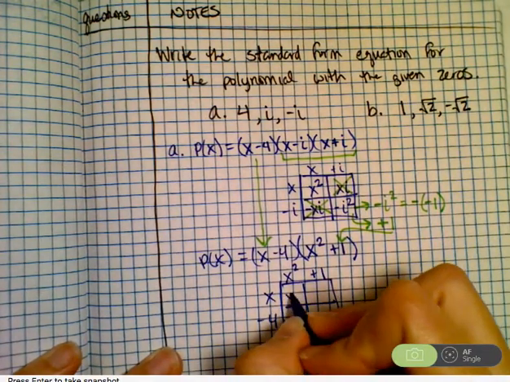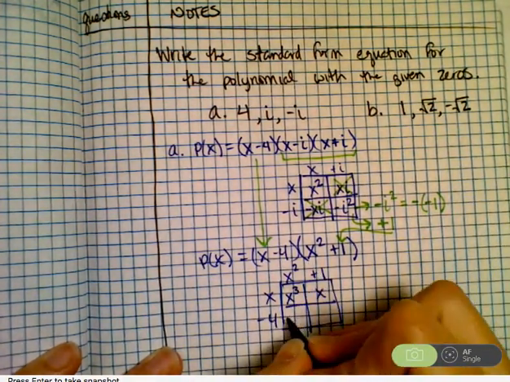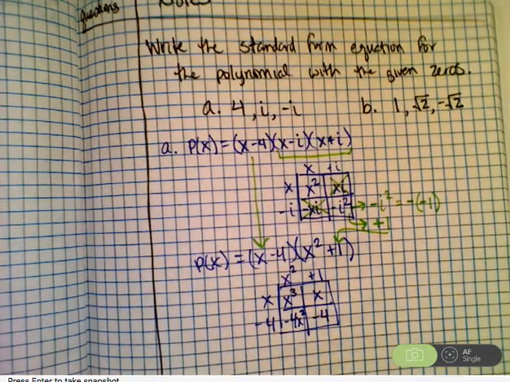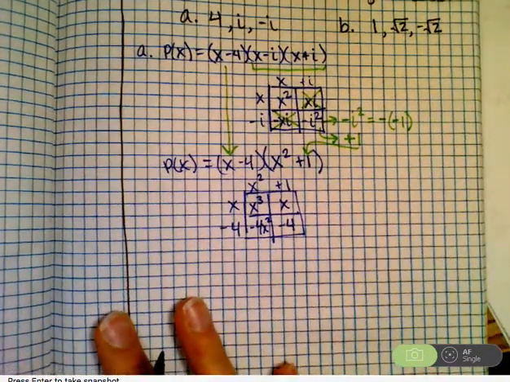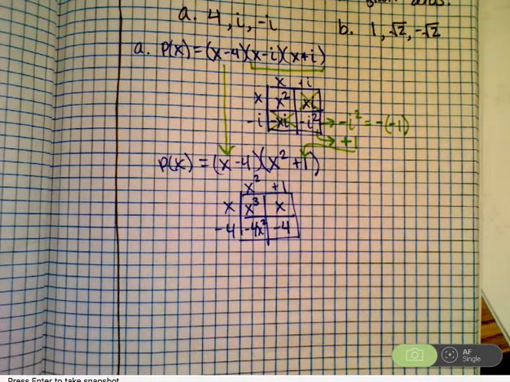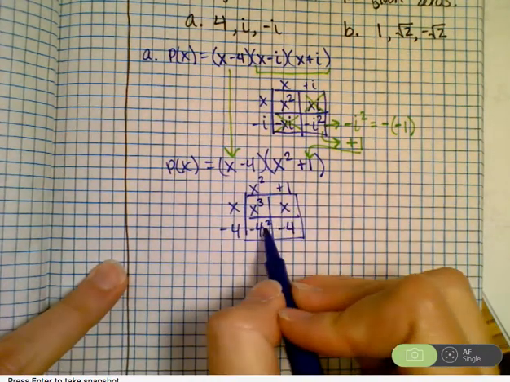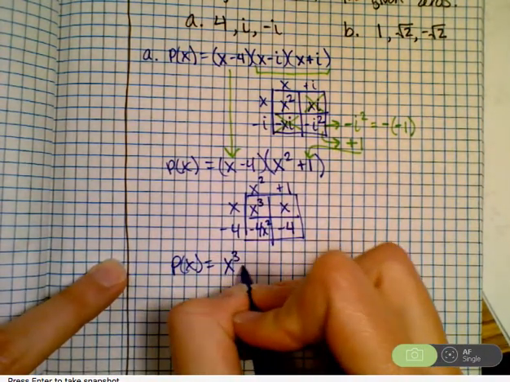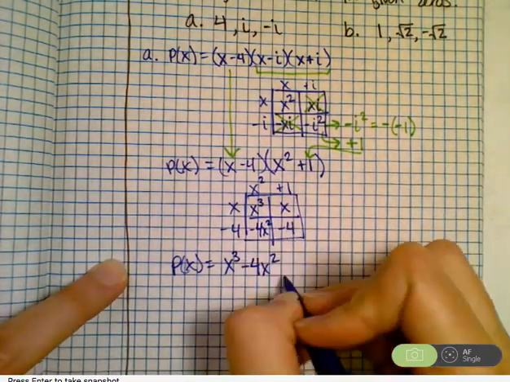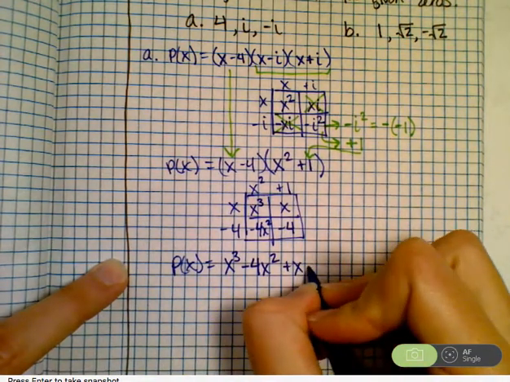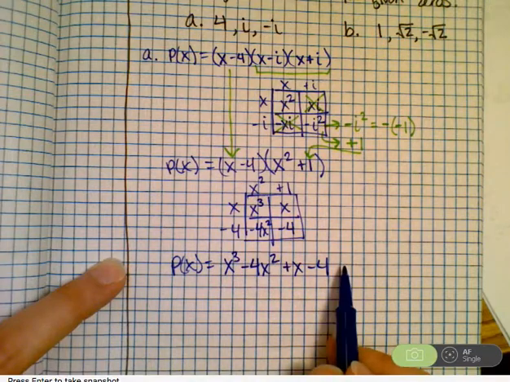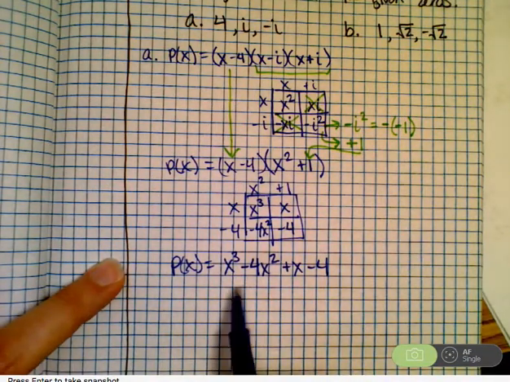So we get x to the third, x, negative 4x squared, and negative 4. And then if you look at those, none of those have anything that can be combined. All of the exponents are different. So P of x is equal to x to the third minus 4x squared plus x minus 4. And we always write the biggest exponent first and then just go down from there. That's what makes it standard form.